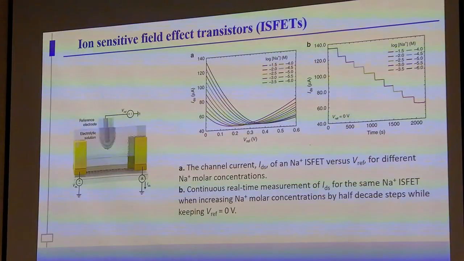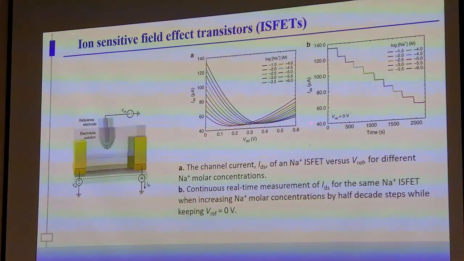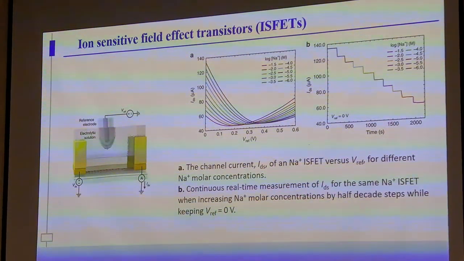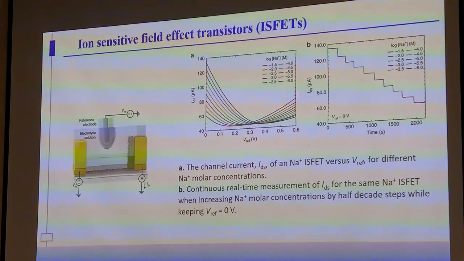Here you see the signal for this ion-sensitive field effect transistor. And here we are talking about sodium ion, Na+ ion, with different concentration. So we see clearly a shift in this Fermi level here. And here the IDS, source drain current, you can see simply a step by step decrease. So the channel current IDS of the Na+ ISFET versus V reference for different Na+ molar concentration. That's your first graph. And here it's a continuous measurement of Na+ ion. Here, V reference is 0 volt.